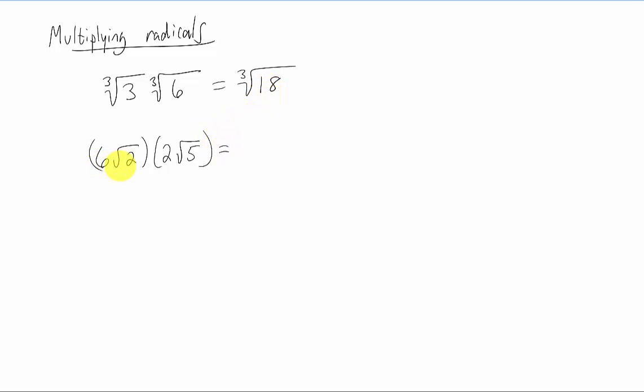If we have 6 square roots of 2 times 2 square roots of 5, you can multiply the numbers together first, and then multiply the radicals together. And again, the square root of 10 can't be reduced, so we'll just leave it as it is. Okay, how about 5 cube roots of 4 minus 2 cube roots of 6? Again, I'm going to multiply the numbers out first to give us negative 10.